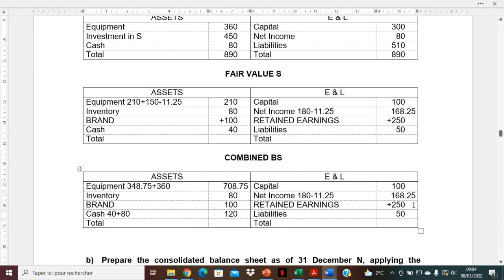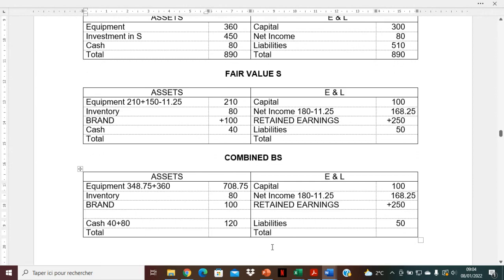Obviously we also need here the investment, which is accounted for as 450, as in the previous case. Capital has not changed, 300 for the parent plus 100 for the subsidiary. Net income is 80 for the parent plus 68.25 for the subsidiary. Retained earnings are 250, and liabilities are 510 plus, in total, 560.